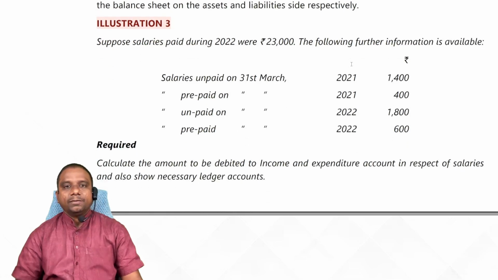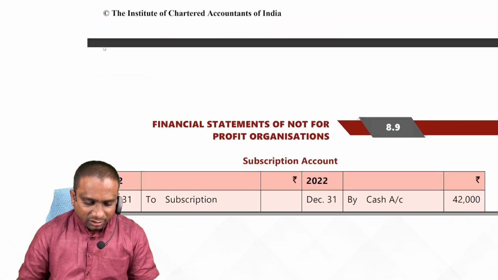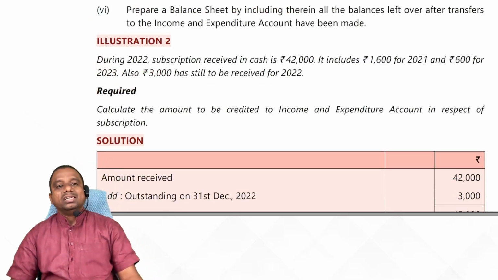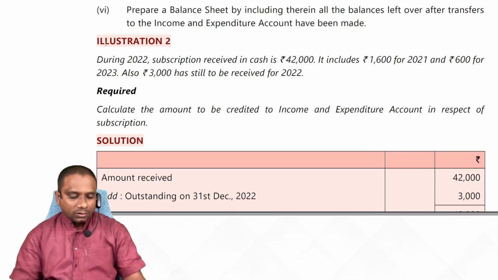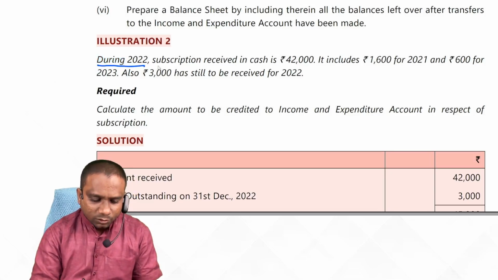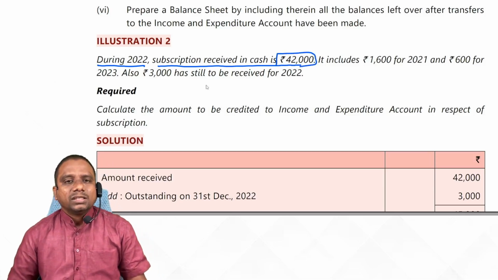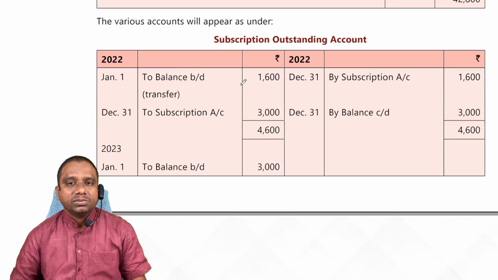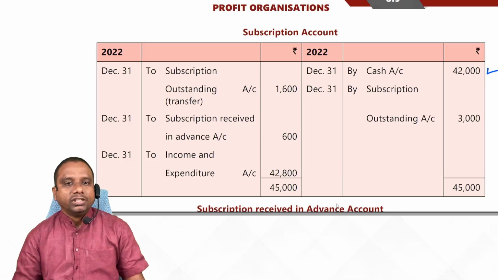10.147, illustration 3. Here, this is salaries now. So I'll discuss about subscription at illustration 2. Illustration 3 for expense. Illustration 2 for income. During 2022, subscription received in cash 42,000. What is the entry we record? Cash account debit to subscription account. So in the subscription account, credit side by cash 42,000.